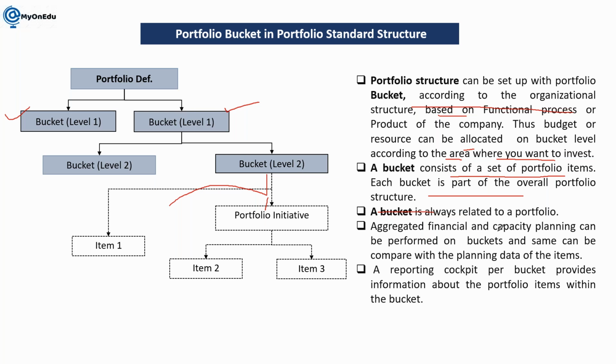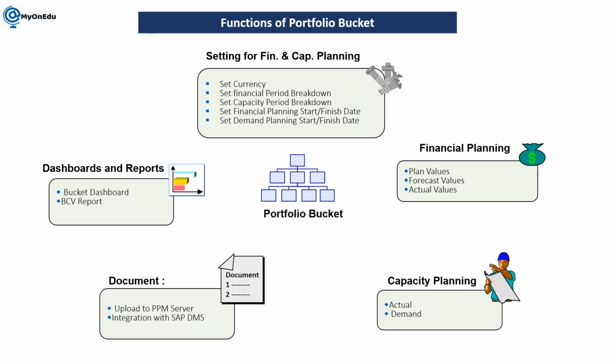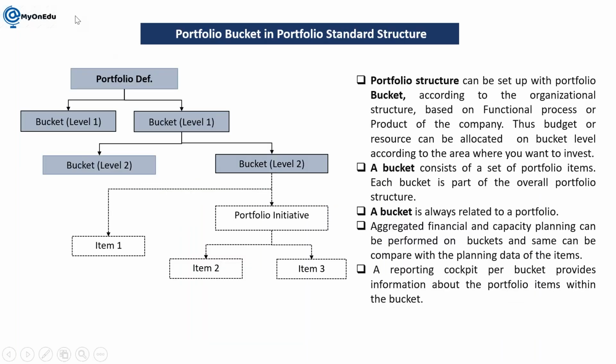A bucket is always related to a portfolio. It provides aggregated financial and capacity planning, which can be performed on different buckets. Okay, and it can be compared. We can provide a reporting cockpit per bucket. Okay, so I'll explain all these functions and how exactly they are going to be implemented. Before coming to this slide, let me take one business case to explain this. Okay, one second.